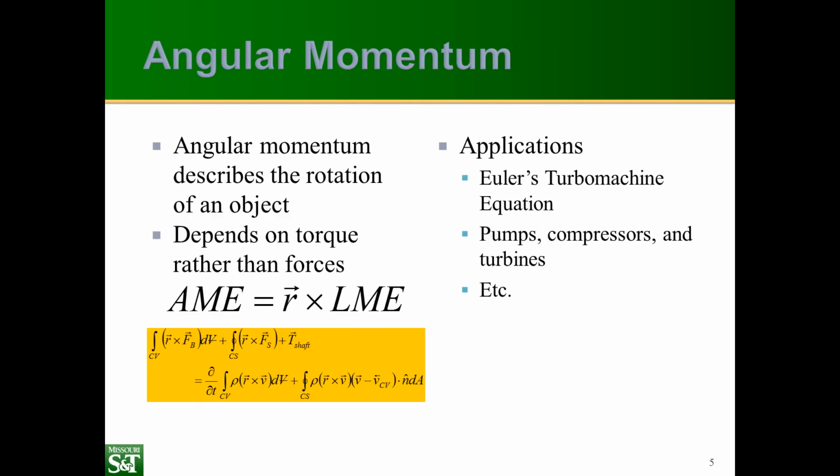We also have an angular momentum equation which describes the rotation of an object, and it depends on torques rather than forces. So the angular momentum equation is basically r cross the linear momentum equation. So now we have to know where forces are acting and where the velocity is in order to compute all the values for this. It has applications. We can look at Euler's turbo machine equation. We can look at pumps, compressors, and turbines and things like that.